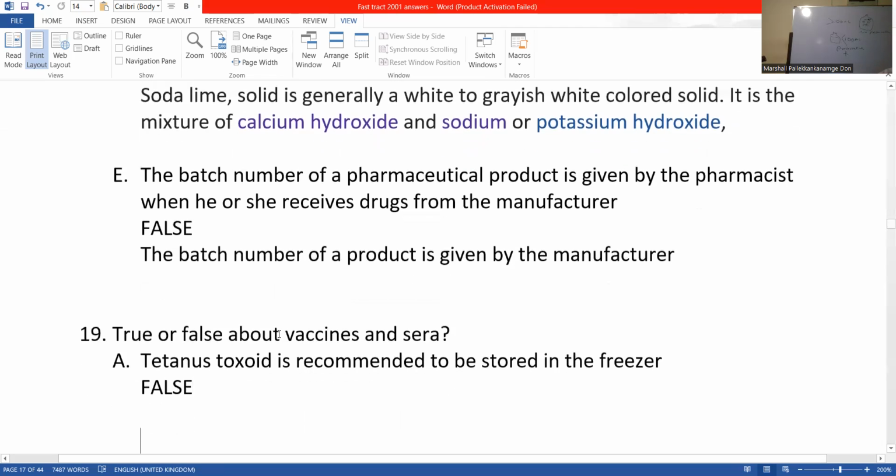Then E, the batch number of a pharmaceutical product is given by the pharmacist. That is false. The batch number is given by the manufacturer, not the pharmacist.